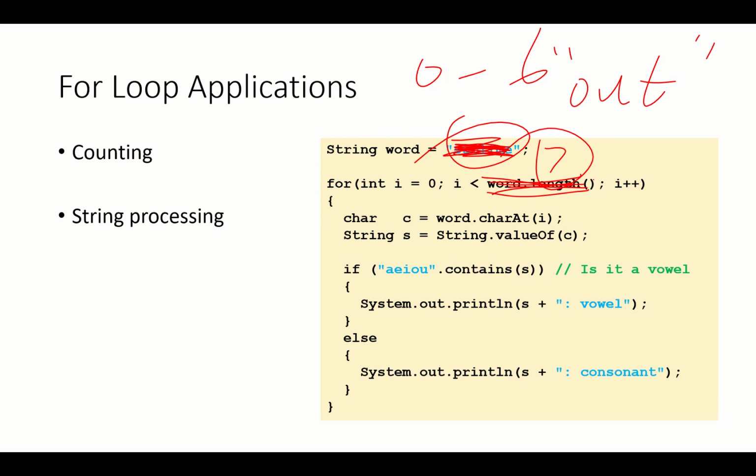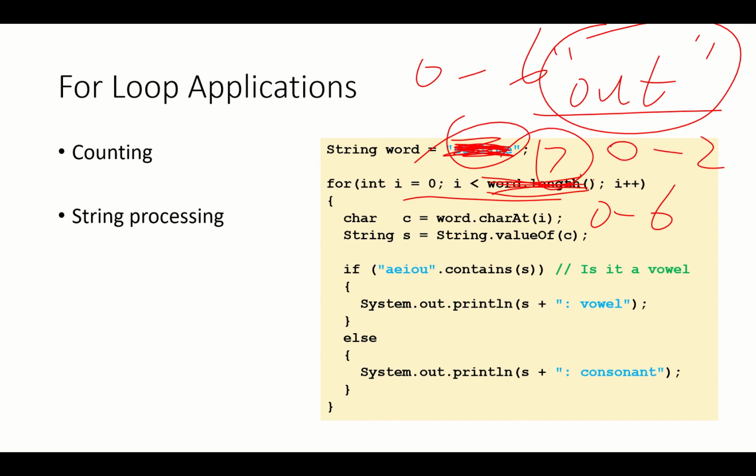Price. You will get an error. Why? Okay, because this will go from 0 to 6, right? But for the out, what's the range for the index? What's the range for the index out? Yes, Bryce? 0 to 2.